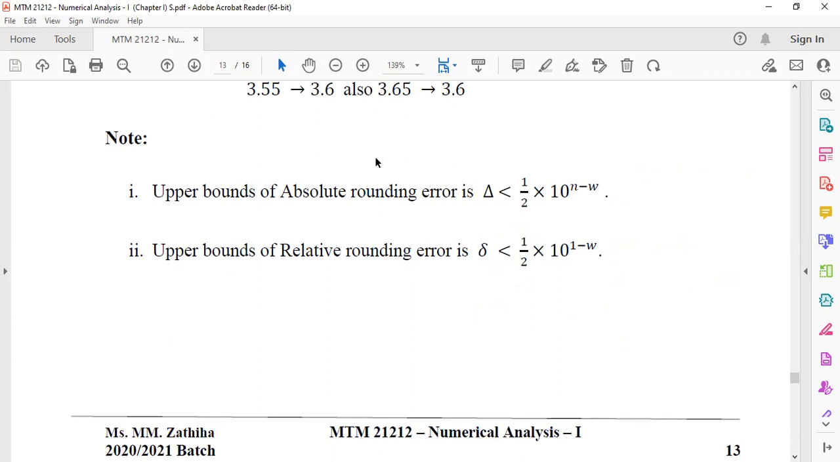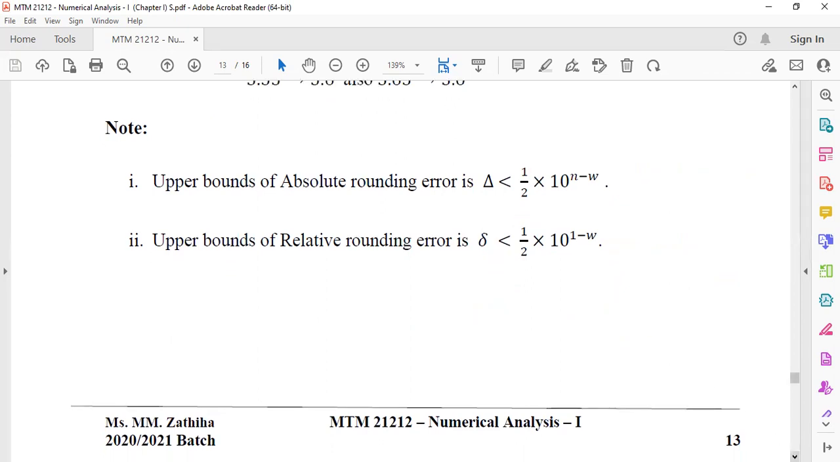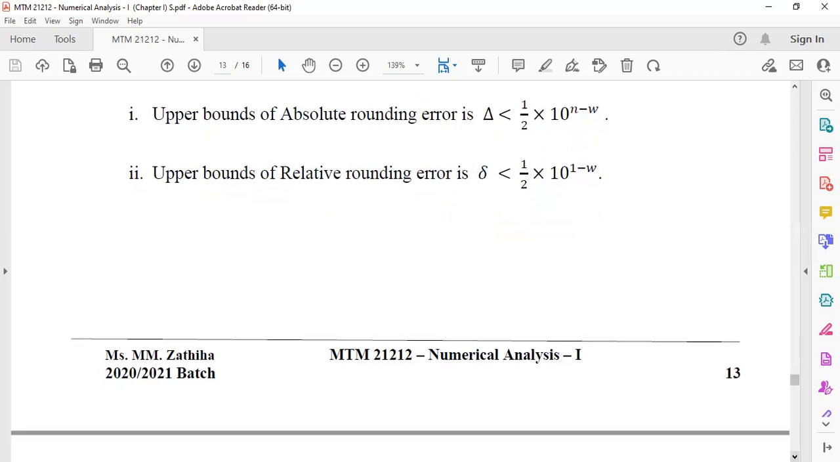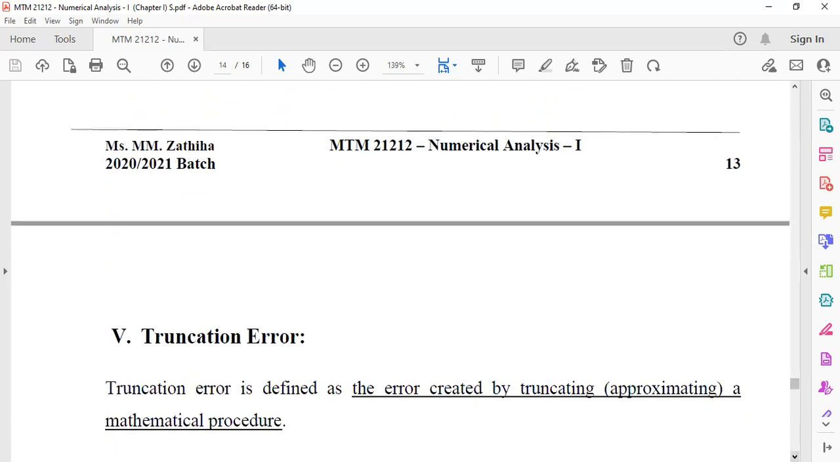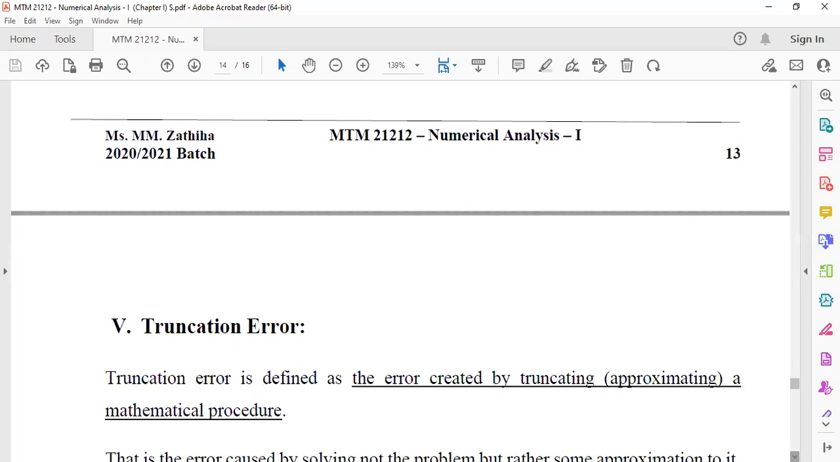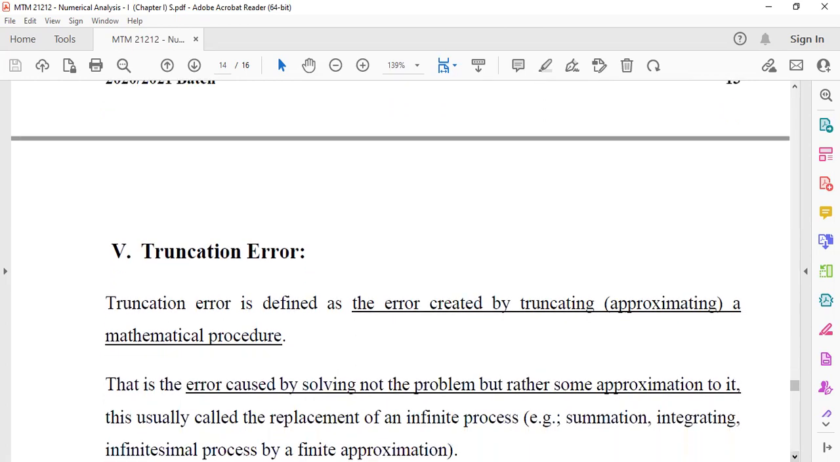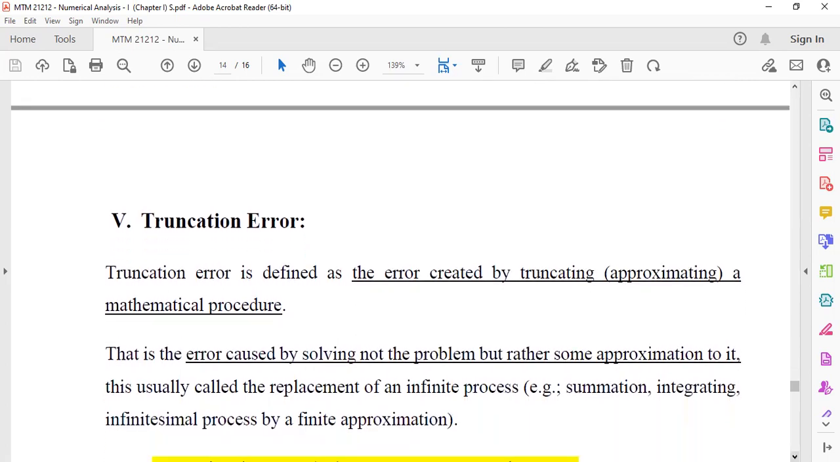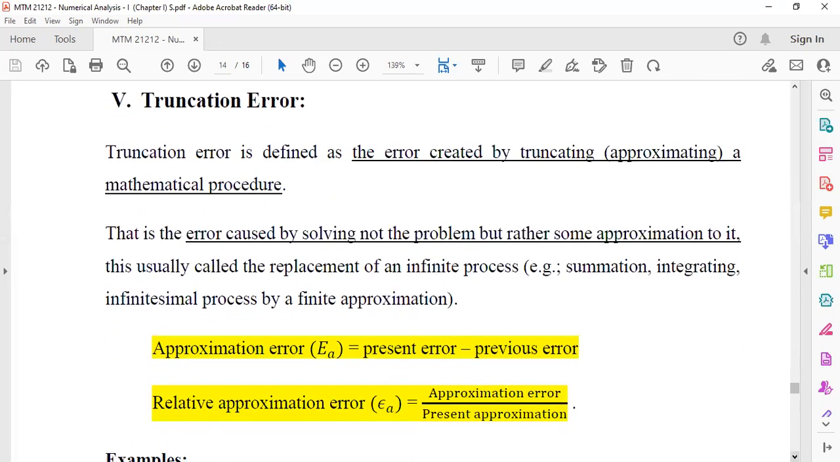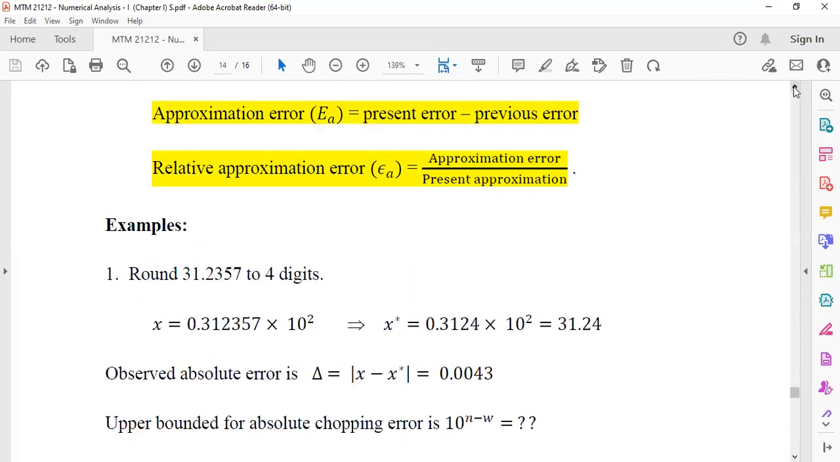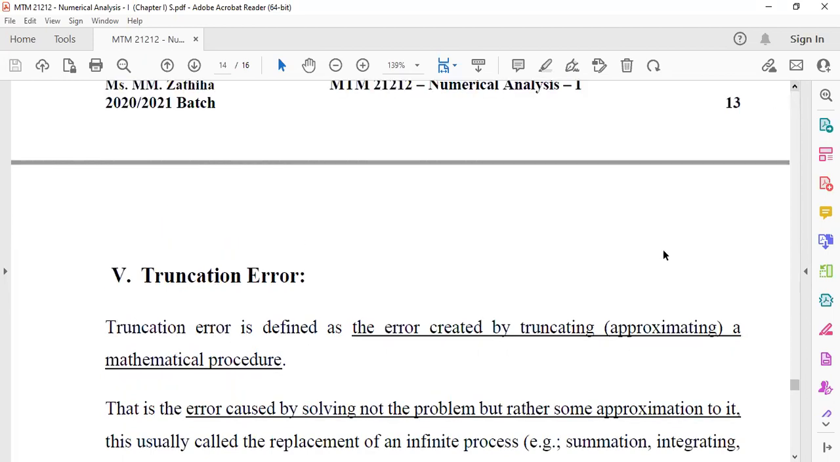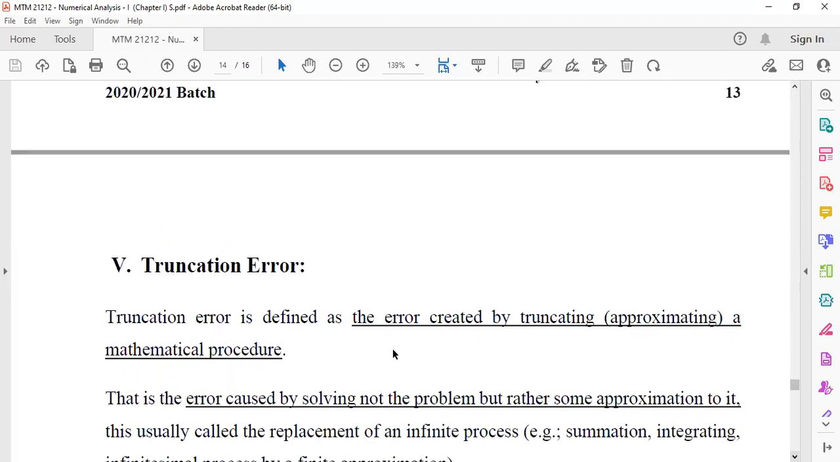All right, okay. Let's consider this one. One more error, the last error. After finishing this one, we are ending our session 1 of chapter 1, number system and errors. So we almost finished everything. This is the last part. If you are interested, you can study this one first. Okay, the last part, truncation error.